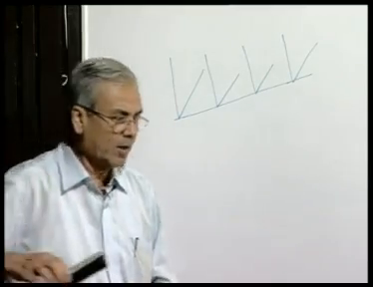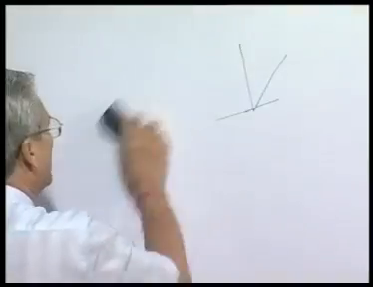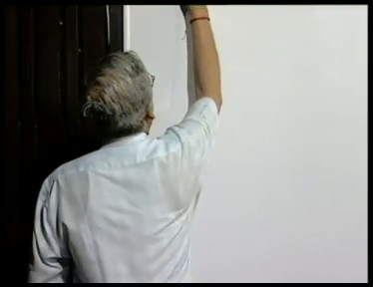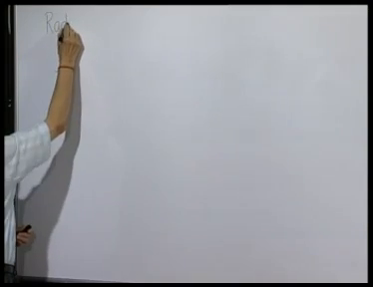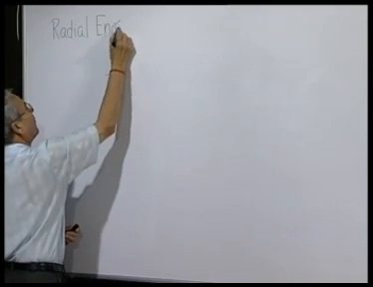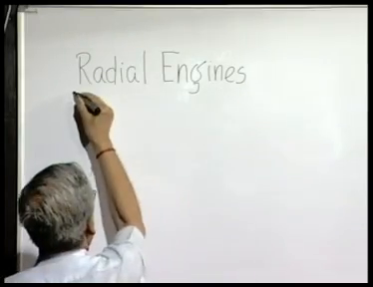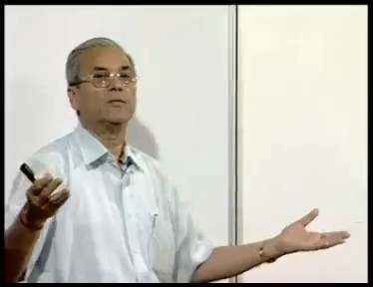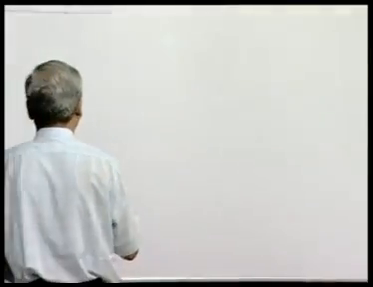Next, we will take up one more type of arrangement, which is fundamentally different from these two, and which at least had substantial importance in the aviation industry in the past. The next we take up the cases where the arrangement is such that the cylinders or cylinder center lines are placed radially in the form of a star. It will look like this.